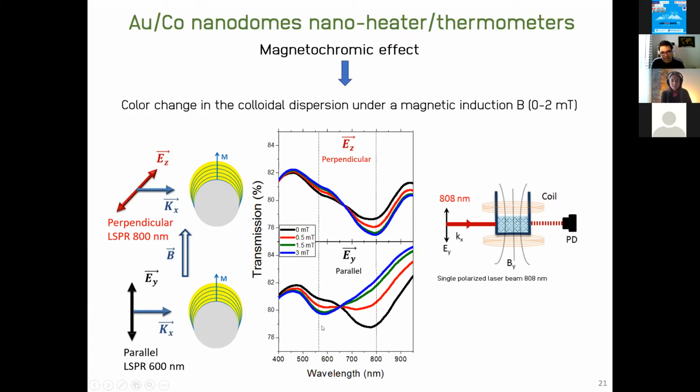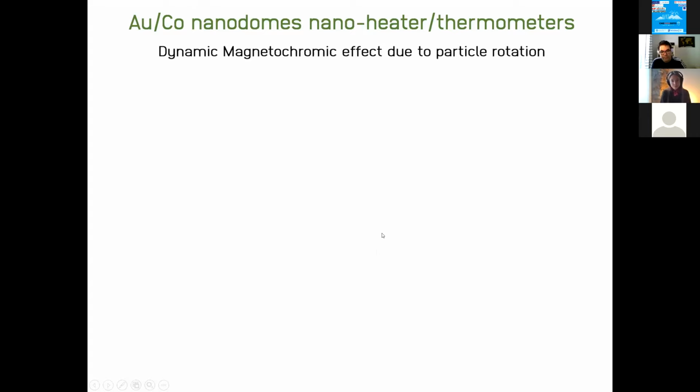This is the setup that we used, which is low cost and very simple. We use a single polarized laser beam, and just a coil and a photodiode to register the change in transmittance with the wavelength. And also you can see how the spectra is sensitive to the magnetic field.